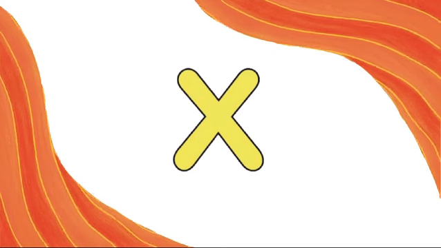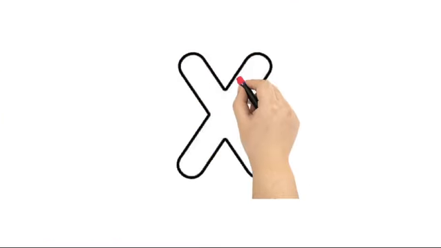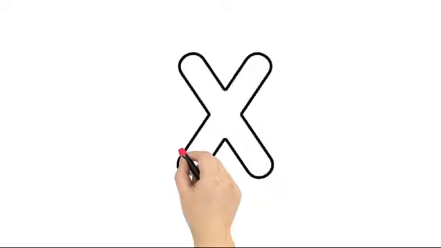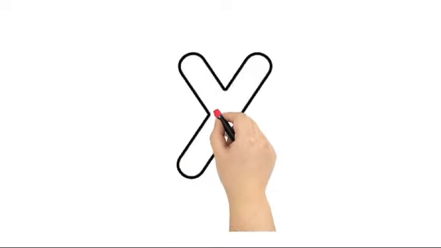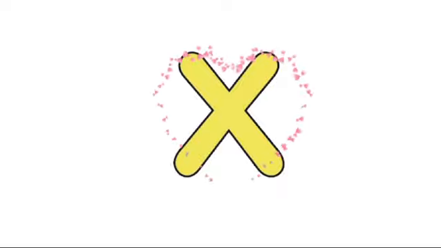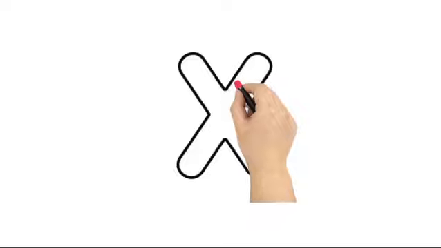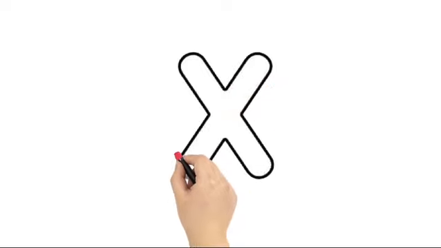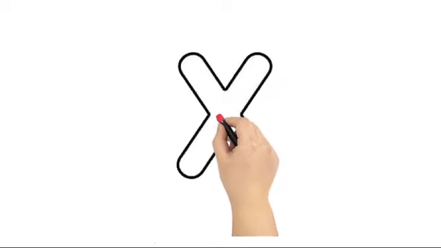Now let's try lowercase X. It's like two tiny friends hugging. You'll start at the top, slant right, come back up, and slant left. A teeny tiny X. Let's try it one more time. Slant right, and slant left.